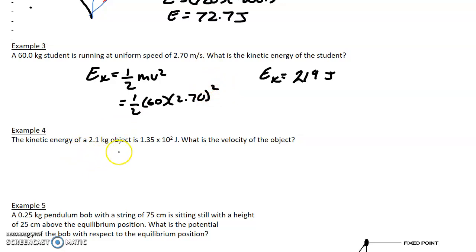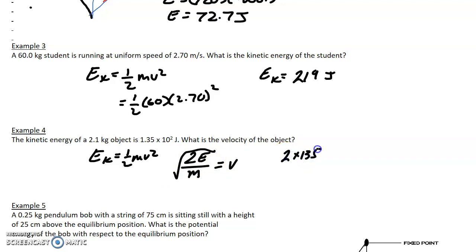Of course, these equations can be manipulated. In this case, we're looking for the velocity of the object given the mass and the kinetic energy, 135 joules. So you'll multiply both sides by 2, divide both sides by mass, and square root in order to get the velocity. So 2 times 135 divided by 2.1, all square rooted, gets you the velocity of 11.3 meters per second.